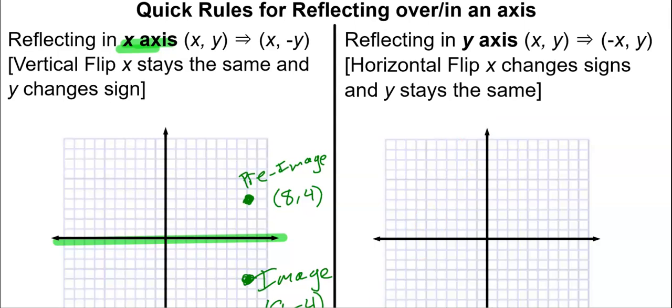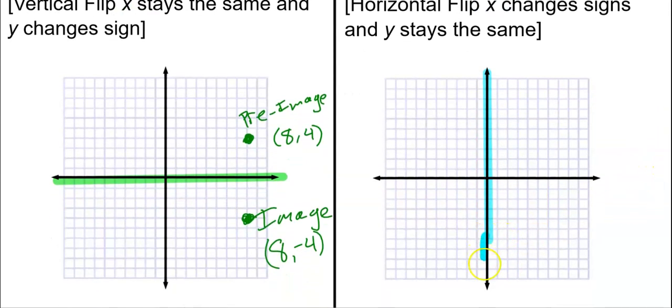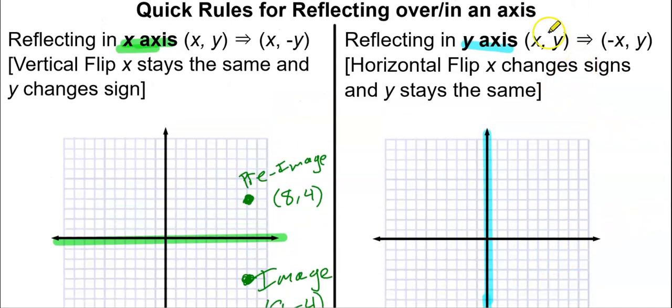Well, what if we reflect over the y-axis? Let's reflect over the y-axis, this axis right here. The rule says (x, y) maps onto (negative x, y). So this is going to be a horizontal flip. We're going to flip left to right. Horizontal means left and right. Vertical means up and down. X changes sign. Y stays the same. Y-axis, Y stays the same. X-axis, X stays the same. So if we start at our same point, 8, 4, here's my pre-image again.